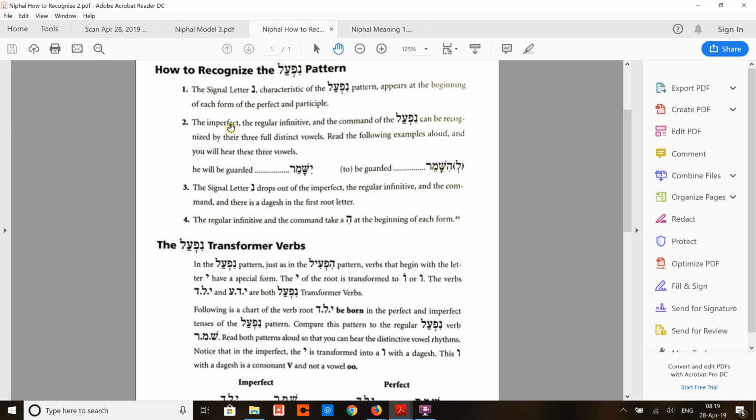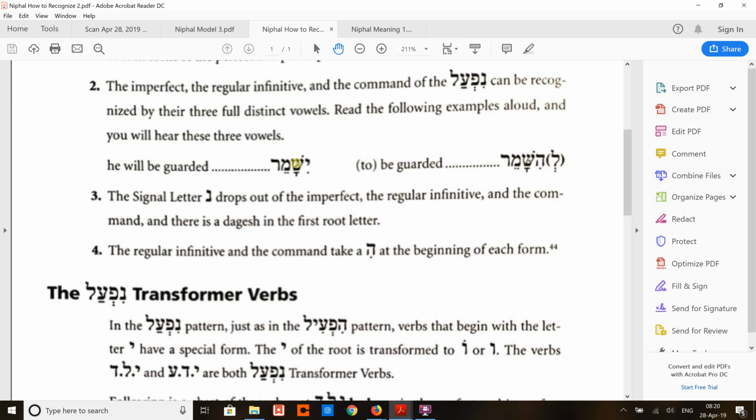And then the imperfect, the regular infinitive and the command can be recognized by their three full distinct vowels. Read the following examples aloud and you will hear these three vowels. The things to notice are the hireq underneath the prefix, the dagesh in the shin, and the qamets underneath. So yishamer, and the distinguishing elements here being the e, the hireq, and then the dagesh and the qamets underneath the shin. Yishamer. So those are the things that you're going to be looking for to identify the nif'al. If you're working with the perfect and the participle, you look for the noon. When you're looking at the imperfect, the imperative, and the infinitive, you're looking for this vowel configuration.